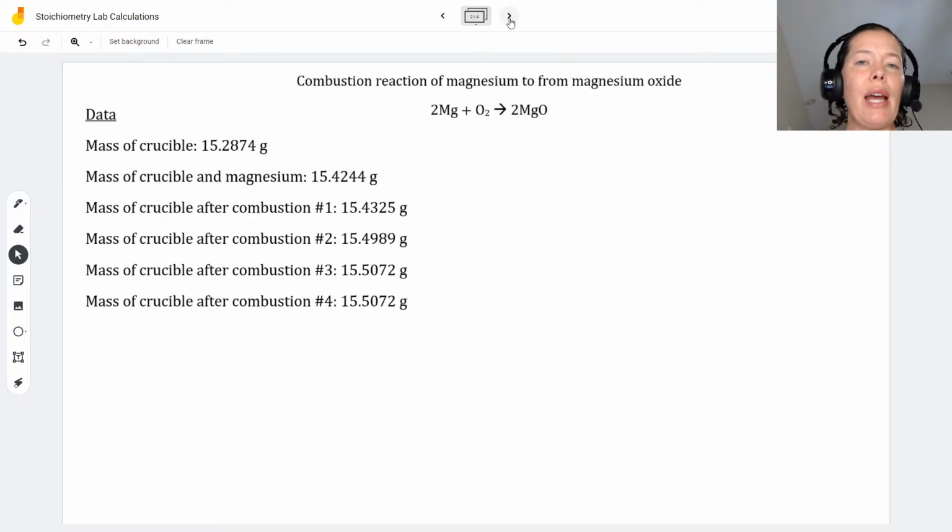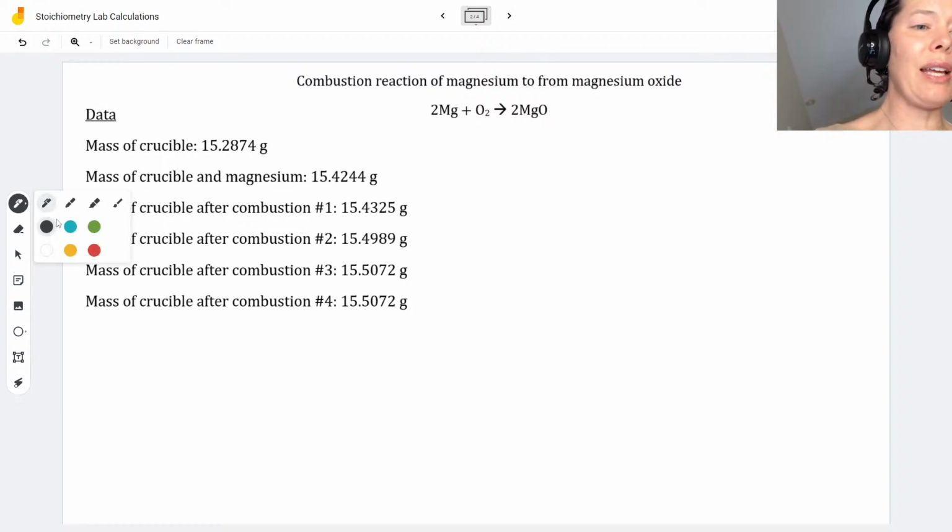So the first lab that I'm going to go through is the combustion of magnesium to form magnesium oxide. This is a really easy lab. You just take a small bit of magnesium ribbon, you put it in a crucible, you heat it up, and you will form magnesium oxide. Now, I'm not going through, obviously, the procedure here. I really want to focus in on the calculations. But what you can see on the screen is probably data that you would collect. It should look something like this.